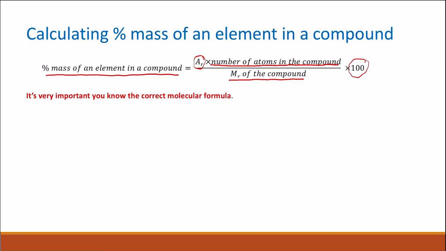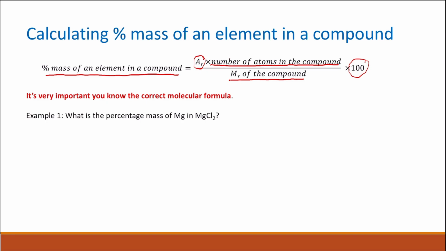It's very important, again I'm emphasizing, that you know the correct molecular formula. So let's have some examples. What would be the percentage mass of magnesium in magnesium chloride? We just calculated the formula mass of magnesium chloride and we know the relative atomic mass of magnesium. We can find the relative atomic mass of all the atoms from the periodic table.